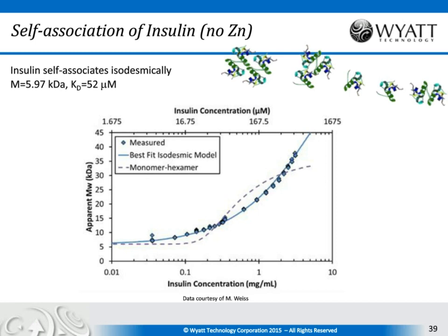In fact, the simplest association model that fits these data is called isodesmic self-association, and that means that it forms monomer, dimer, trimer, tetramer, pentamer, hexamer, and so forth, all with a single binding constant of 52 micromolar for each new monomer that joins that chain or clump of insulin.